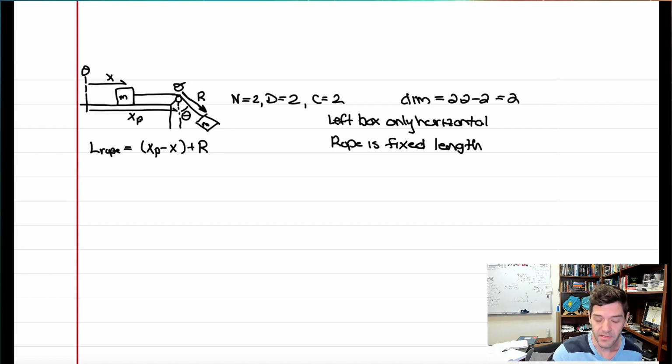And if this were a Newton's law problem, we would say that this gives me an acceleration relationship between x and r, namely that x double dot equals r double dot. But now let's think about how we would write this down in terms of the Lagrangian.